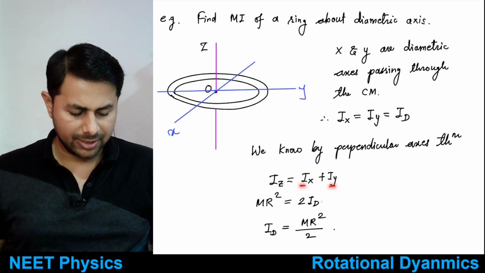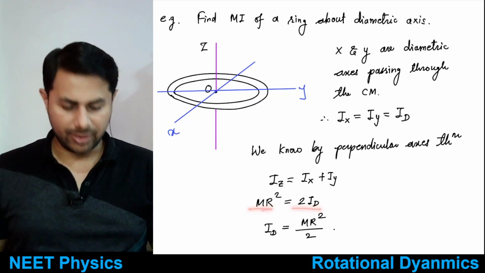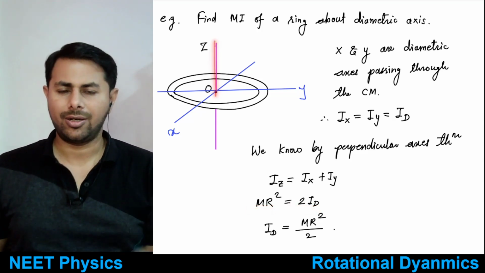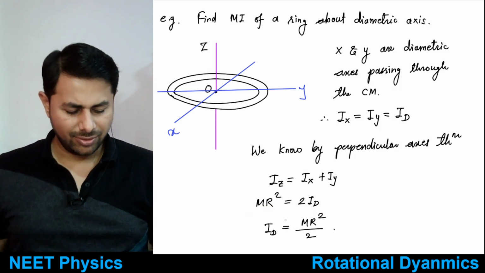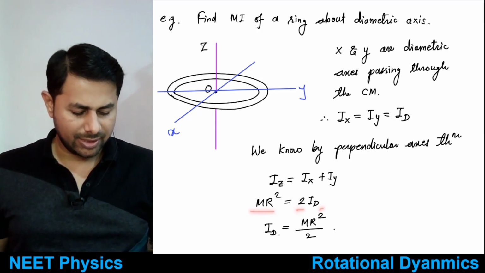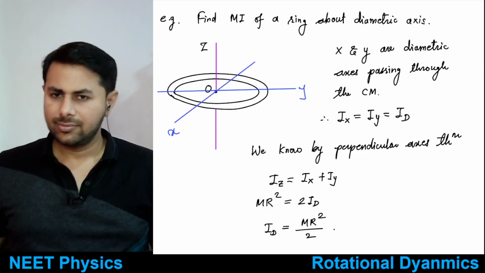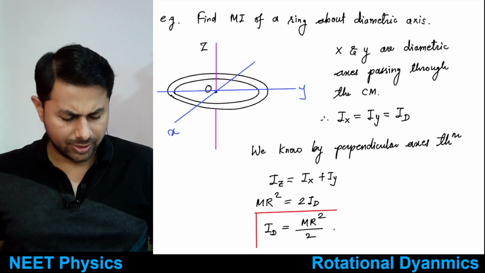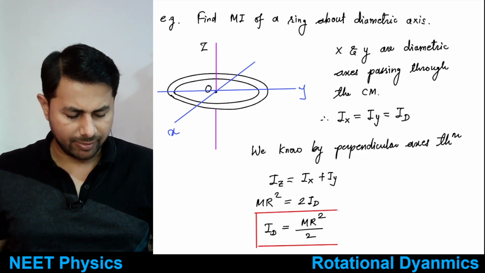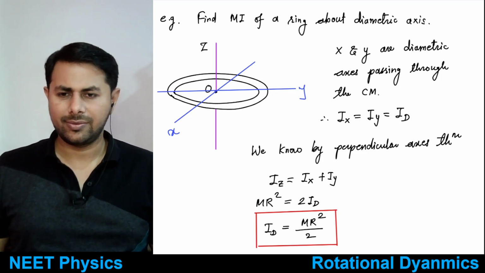So Id plus Id is 2Id, right? 2Id is equal to MR squared, since we know the moment of inertia of the ring about the z-axis is MR squared. So MR squared is equal to 2Id, which means Id is equal to MR squared divided by 2. So you found the moment of inertia of the ring about a diametric axis. It is MR squared divided by 2. Is this clear, everyone?